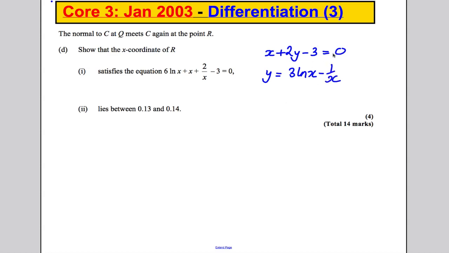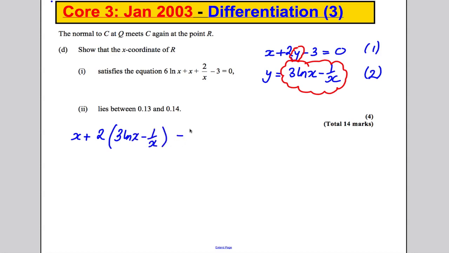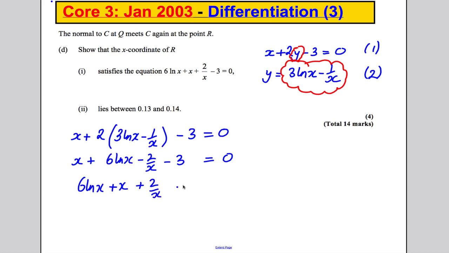We want to find where this normal meets this curve again. We're trying to solve a pair of simultaneous equations, equation 1 and equation 2. So why don't I substitute what I have for y in this equation, and I would get an equation just with x's I might be able to solve. So I would get x plus 2, 3 ln x minus 1 over x, subtract 3 is equal to 0. Multiplying out, x plus 6 ln x, subtract 2 over x, minus 3 is equal to 0. And that is this here. If I just rearrange it, that's 6 ln x plus x plus 2 over x, subtract 3 is equal to 0.